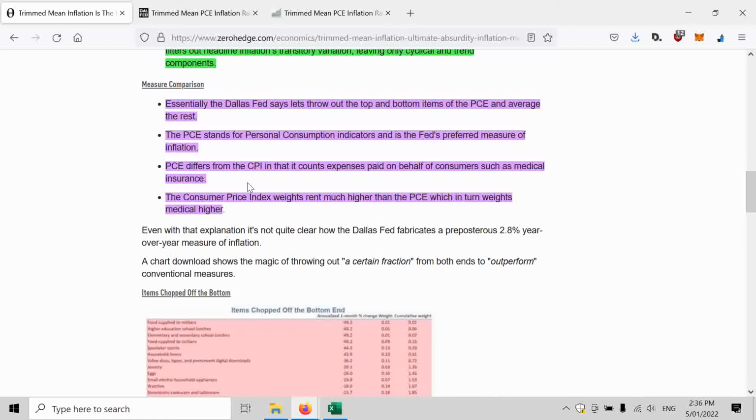Or if it does include insurance paid on behalf of consumers, medical insurance to be precise, the weight provided is relatively lower. The consumer price index weighs rent much higher than PCE, which in turn weighs medical higher. So yeah, just what I explained. CPI weighs rent higher, whereas PCE weighs medical higher.